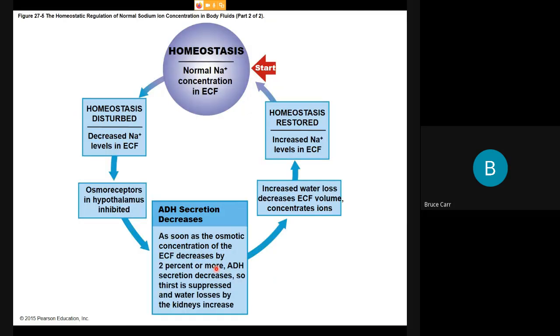If we go the other way, we're losing sodium, so a low sodium level, we inhibit this, ADH secretion decreases as soon as the osmotic concentration decreases by 2%. So basically, we're not thirsty anymore. We don't drink. And as ADH is used up and goes away, water loss in the kidneys decreases. This decrease in water loss decreases the extracellular fluid volume. That increases the sodium concentration and restores homeostasis.